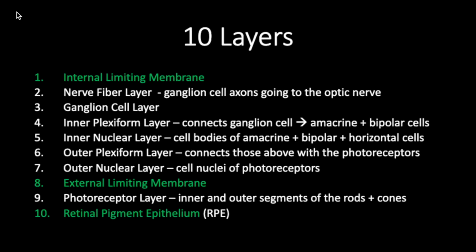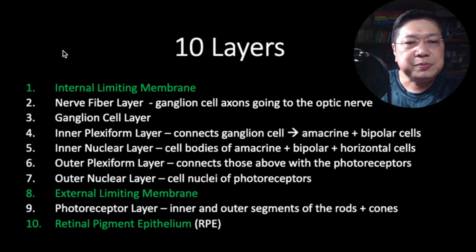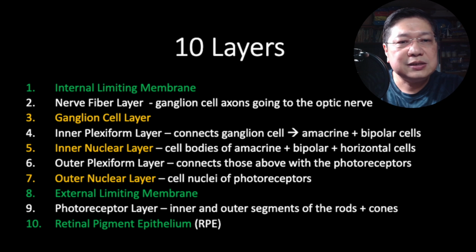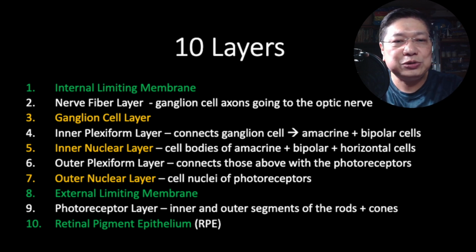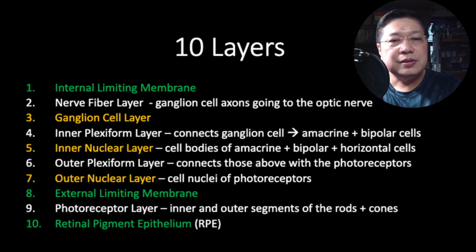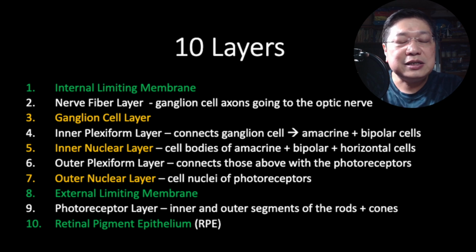So going up the 10 layers of the retina, the next part, the yellow ones, is where the nucleus of the cells are found. Okay, so the ganglion cells are the cells that bring the impulses. Basically, these are the runners. These are your FedEx. They bring the impulses from the retina going all the way to your optic nerve and all the way up into the brain. So that's called the ganglion cell layer.